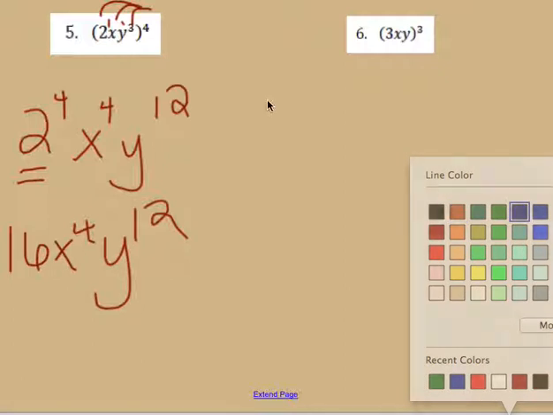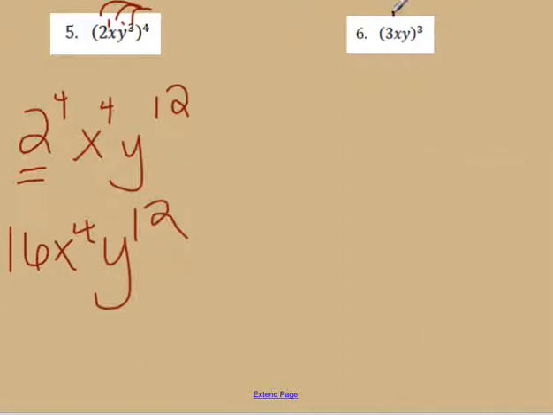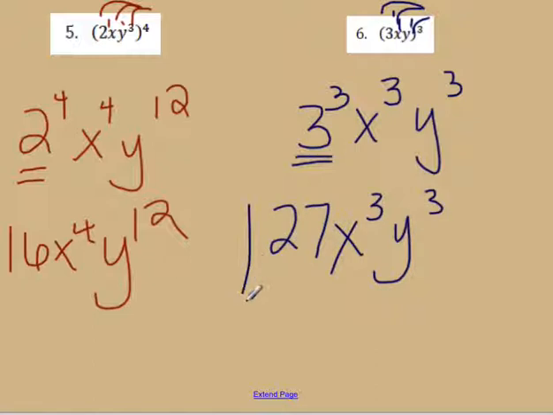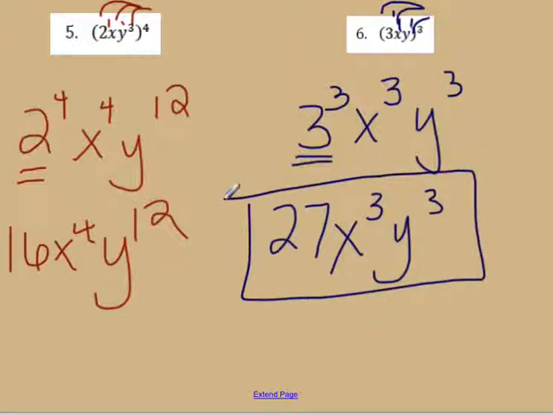So then I have this 3, and each one of these, even though it doesn't show it, has an exponent of 1. So when I take it to the third power, I need to make sure I distribute it in. So then I have 3 to the 1 times 3 is 3, x to the 1 times 3 is 3, y to the 1 times 3 is 3. Then I need to simplify that out. 3 to the third is the same as 3 times 3 times 3, which is 27. So I get 27x cubed, y cubed. So that right there is your final answer for number 6.